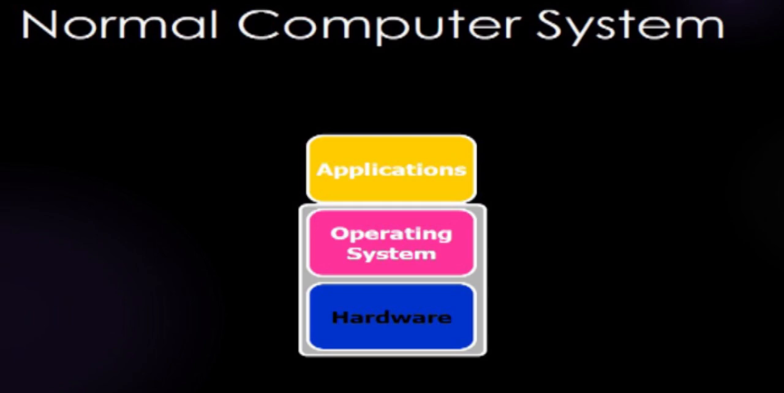Normal computer system. In a normal computer system, you have a hardware component, operating system, and application. Now when you come to virtualization, it is one server for multiple applications. So you have a hardware component, you have a hypervisor, and multiple operating systems with multiple applications.